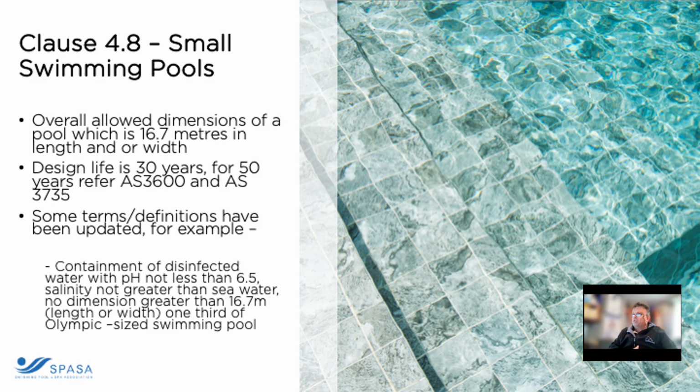Okay, clause 4.8, small swimming pools. Overall, again, the dimensions of the pool, which is 16.7 meters in length and or width. The design life, this is an important distinction, is 30 years. For 50 years, refer to AS3600 and AS3735. So both those codes, AS3600 and AS3735, which are more directed towards commercial designs, do have that 50-year design life, whereas the small structures pool only has 30 years.